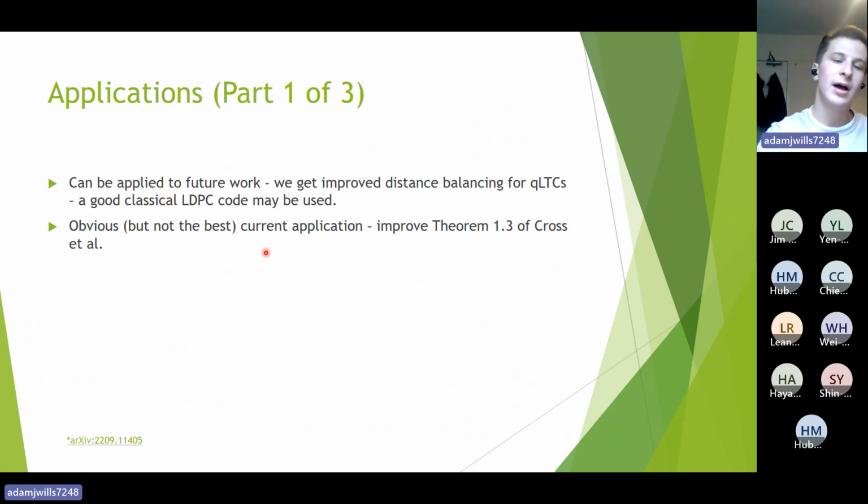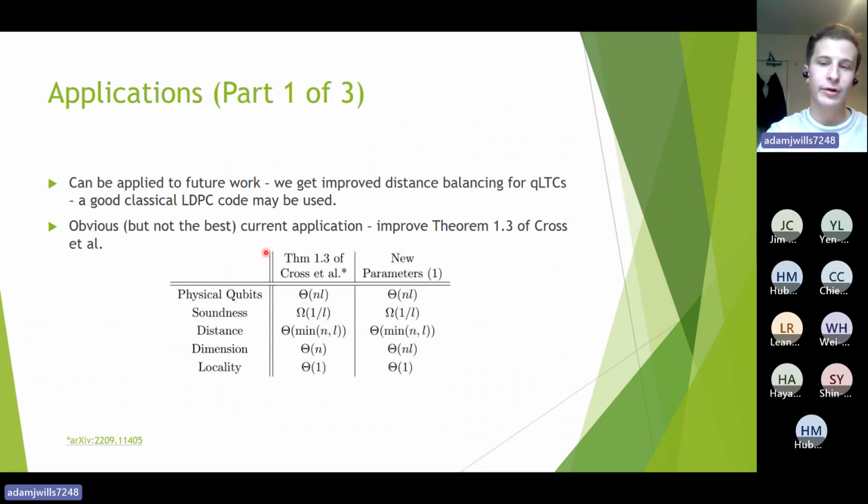Well, the most obvious one, but I don't think the most interesting, is to improve the theorem 1.3 of Cross et al. And that was because, as I say, they distance balance their theorem 1.1, but they do it with a repetition code, and that means that their dimension stays as theta n. So while their physical qubits grow as theta nl, their dimension is going to stay as theta n, and the reason for that is the repetition code has dimension 1. Whereas if you use a good classical LDPC code, then your dimension is going to keep scaling as theta nl, so it's going to stay linear.